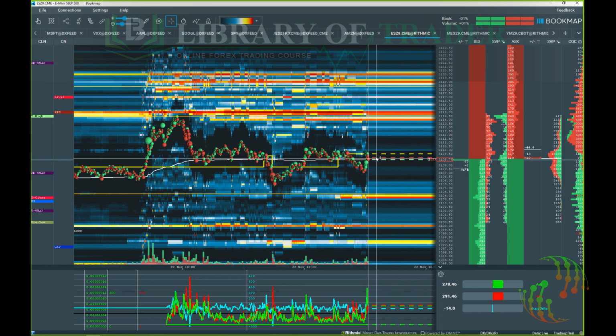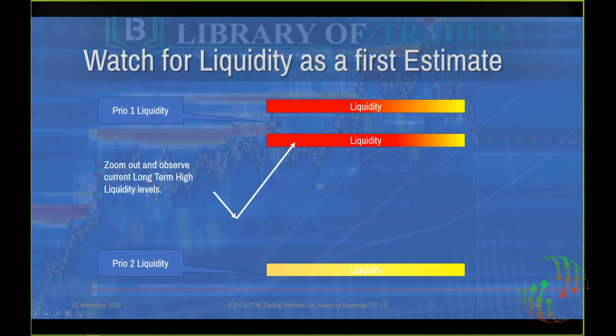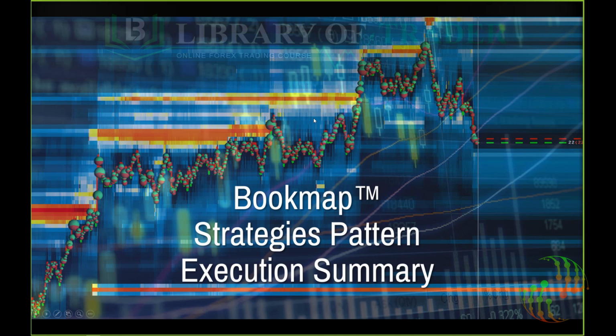That's normal for us humans. Unfortunately, we are prepared and we can work with that. That's what counts, and when the market starts, we have to be concentrated then on our strategies. And that's the next point, where I want to talk to you about the strategy pattern execution summary.